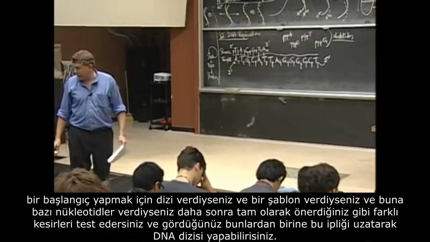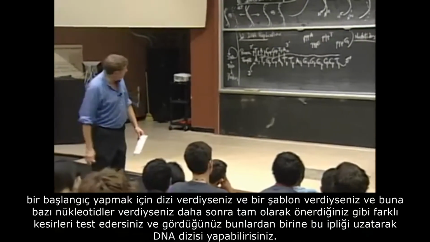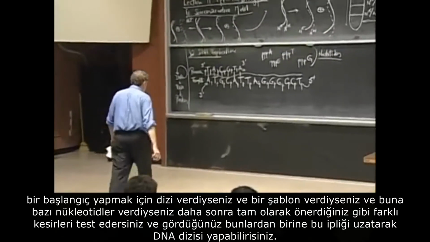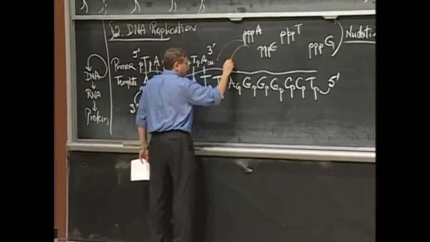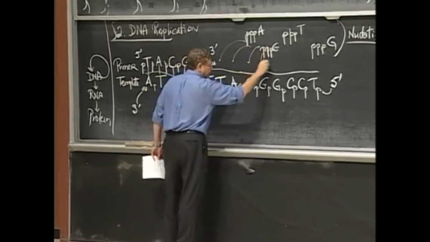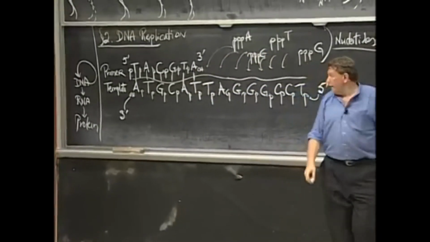So there you go. If you handed a primer to get a head start, and you handed a template, and you handed some nucleotides, you then assay different fractions exactly as you suggested, and we see, is one of them capable of extending this strand by putting in an A, putting in a T, putting in a C, putting in a C, putting in a G, da-da-dum. That's the assay.